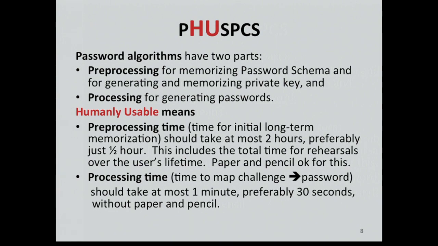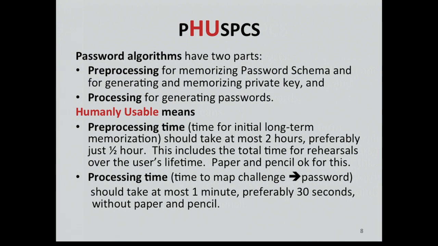These algorithms have two parts to them: pre-processing, for memorizing the password schema, and for generating and memorizing the private key. Pre-processing is the work you have to do in advance if you want to use the schema. You've got to learn what the schema is. You've got to generate and memorize a key. And that may take a while. Processing, for generating passwords, you don't want that to take very long. I wouldn't mind taking up to an hour for pre-processing, but if you're going to generate a password, you want to be able to do it in 30 seconds.